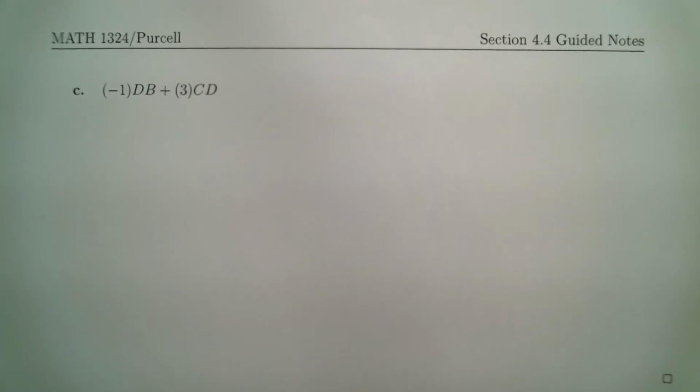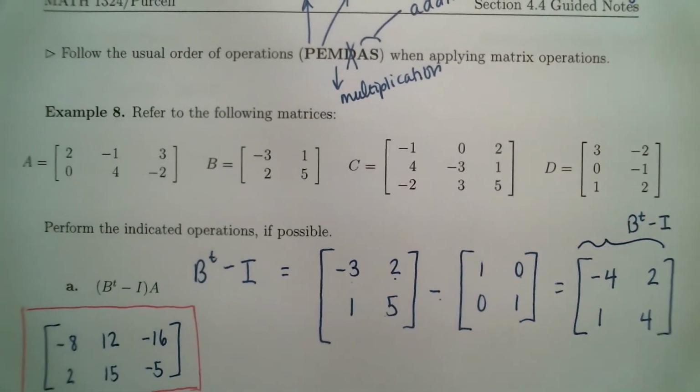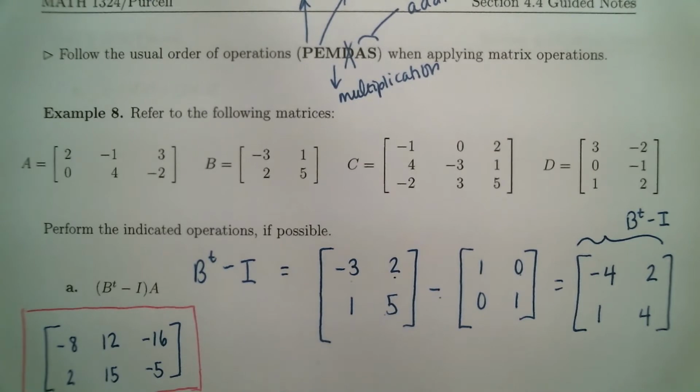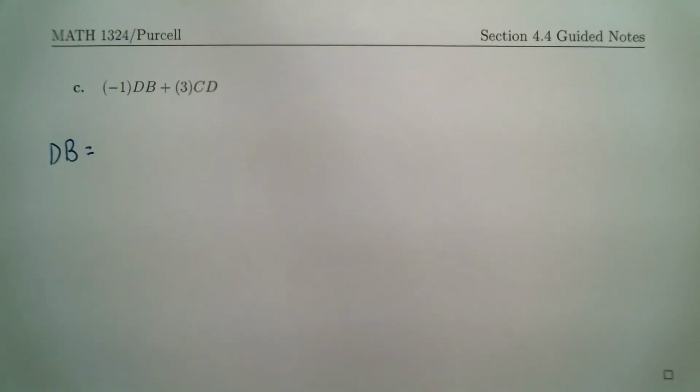So you're going to have to go back to the beginning of the problem where it references all the matrices. We're referring to A, B, C, and D from the beginning of example 8. I am going to start with D times B. So D times B, you're doing that multiplication. Remember, the order of multiplication matters. So D needs to be on the left.